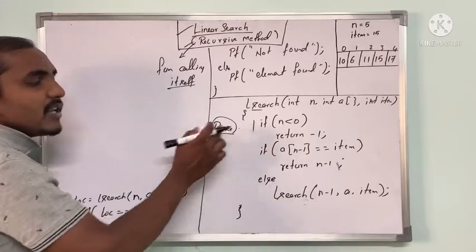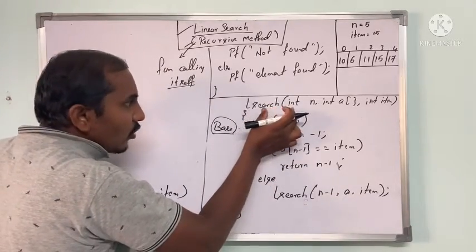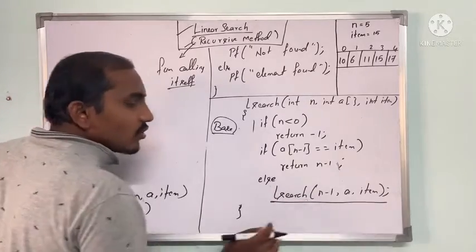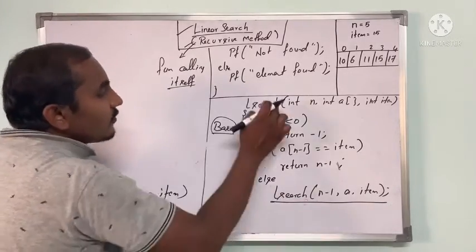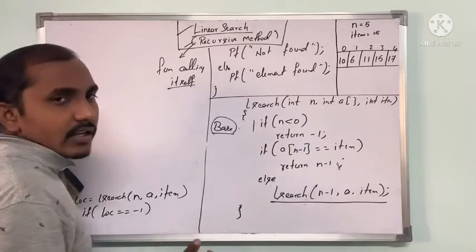which is called the base condition. And when I say a function calling itself, this function call will be present in the same function itself. If you see, this is the function call. That is, we are calling this function in the same function itself. Okay, so that is a recursive function.